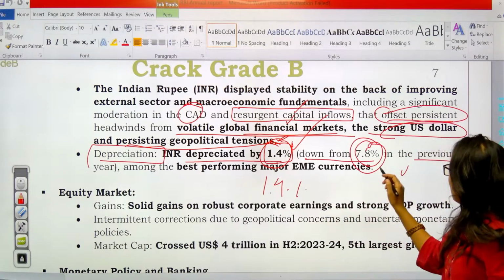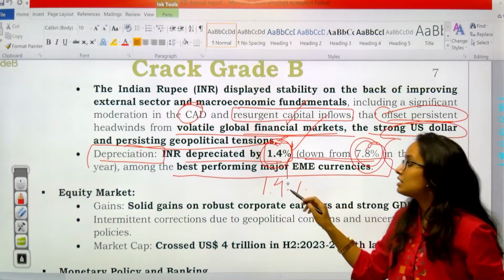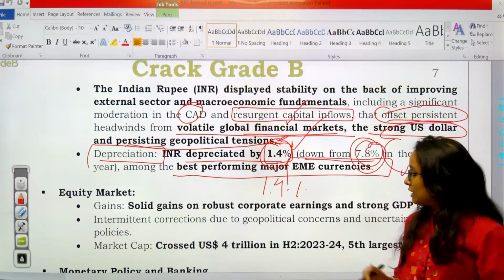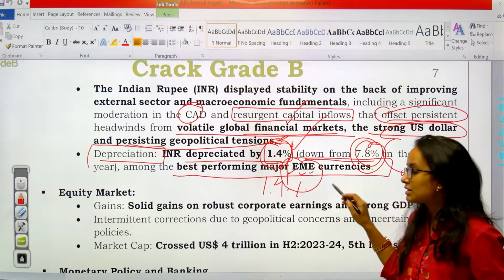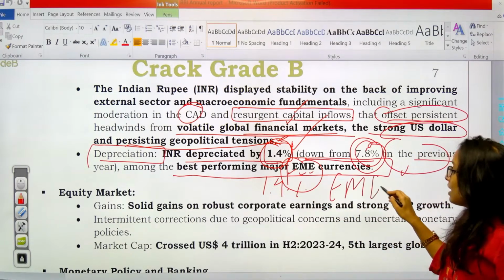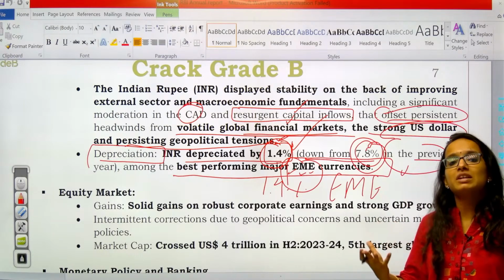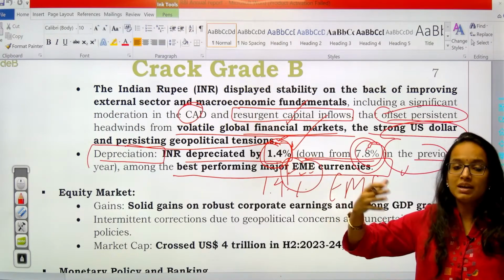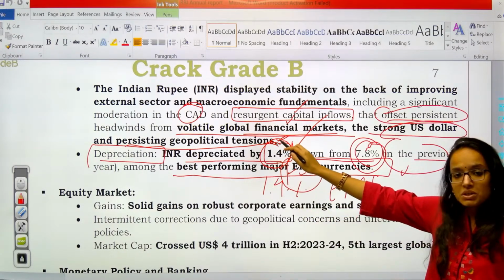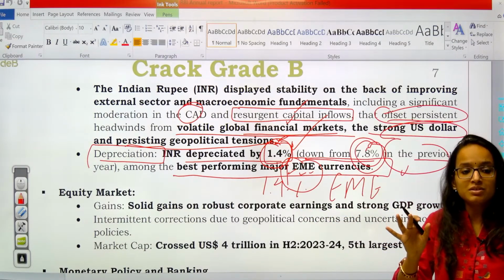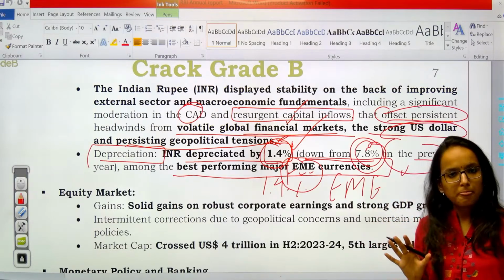Now, among the best performing major EME currencies, one more achievement. EME means emerging market economies, those economies which are emerging very fast to become developed nations. They are developing very fast. Among them, this is a good achievement because our currency has managed to avoid these fluctuations and to be on a stable front. Clear?